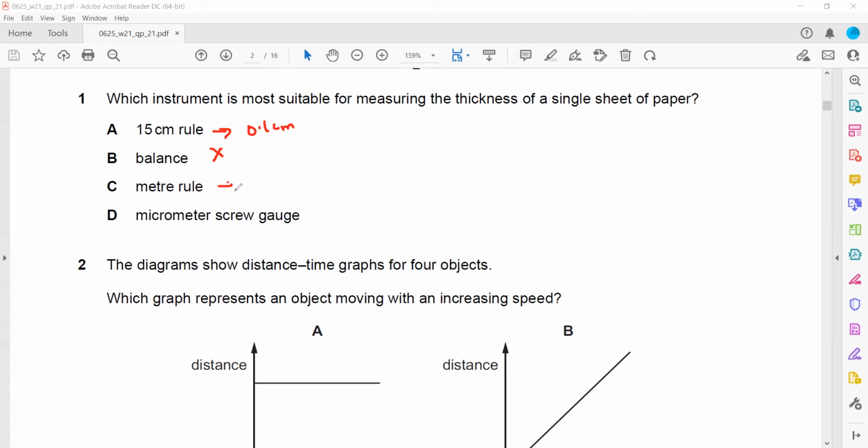A meter rule or a meter scale, the least count is 0.1 centimeter. And the micrometer screw gauge, that is 0.01 millimeter. So the most accurate apparatus here, which can be used to measure the thickness of a single sheet of paper, that is micrometer, because a single sheet of paper will be very thin. So micrometer can record a very small value. That's why it is the most accurate.